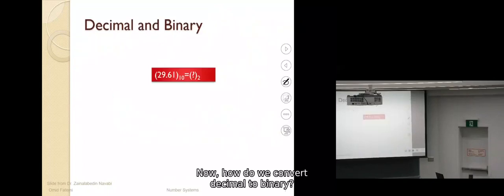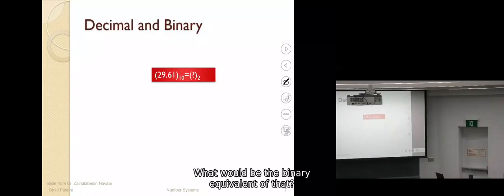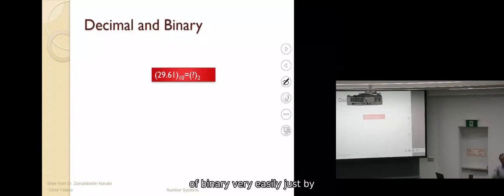Now, how do we convert decimal to binary? Now, we have a number 29.61. What would be the binary equivalent of that? It is maybe a little more difficult, because we are thinking very well in decimal. We could find the decimal equivalent of binary very easily just by doing some kind of multiplication and addition. But this time it is somehow harder.